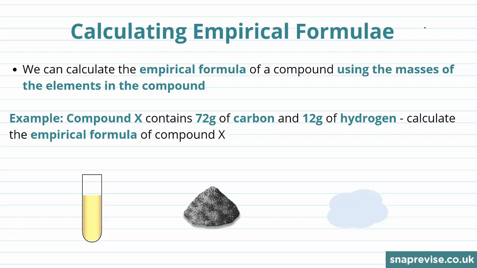Last slide, we were given an empirical formula and we used this to work out a molecular formula. But how can we go about getting the empirical formula in the first place? We can calculate the empirical formula of a compound using the masses of the elements that are in that compound. Again, let's look at an example to see how we might do this.